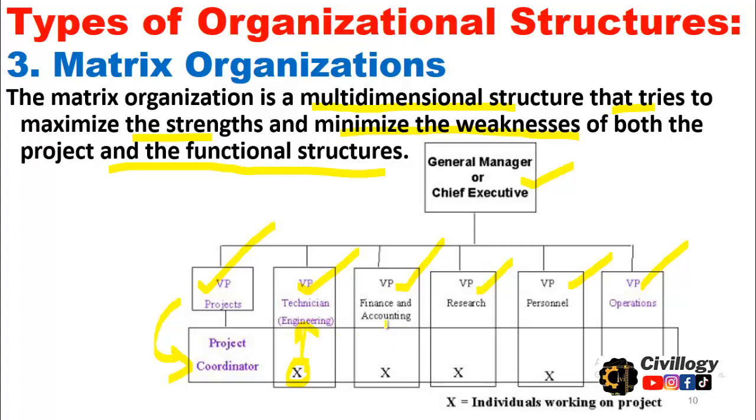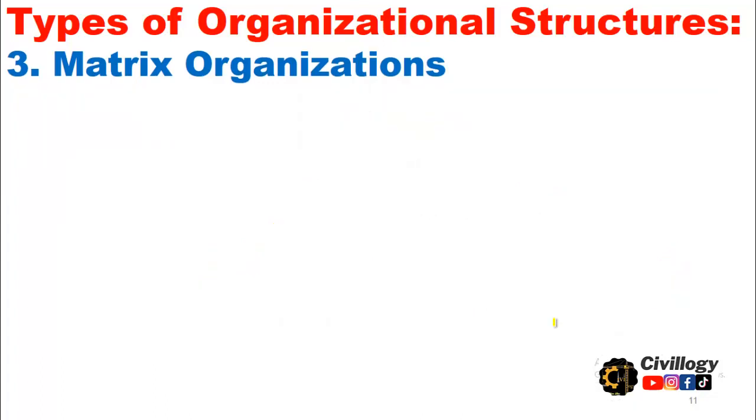Similarly, the project coordinator is responsible for this personnel, and this personnel also has to report directly to the VP and the project coordinator as well. So this circle goes in this shape, in this side and in this side as well, in both directions. Okay, the VP personnel and project coordinator as well. So this is called matrix organization.